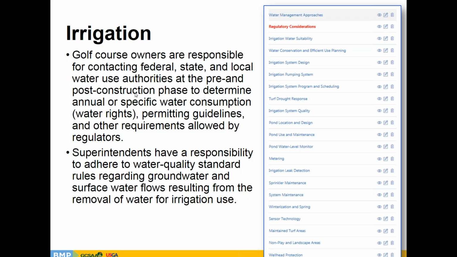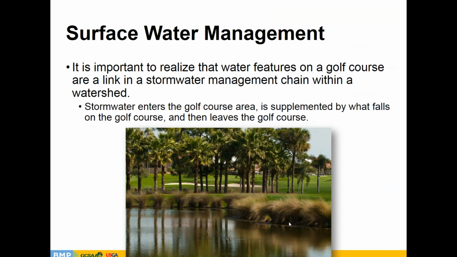So it's important for golf course owners to realize that the owners of the facility, whether it's privately owned or member owned, are responsible for adhering to federal, state, and local laws as they relate to water and to irrigation. Superintendents, as the stewards of the environment, really have a responsibility to adhere to water quality standard rules regarding both groundwater and surface water that are out there.